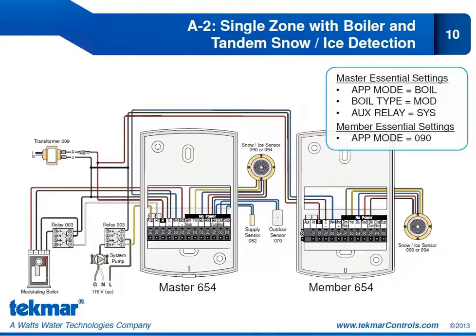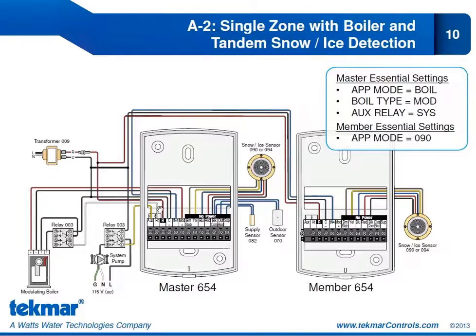Taking a look at the electrical diagrams, our master 654 is connected to the system pump through the isolation relay 003. So just like before, we have the R coming in from the transformer, and then we have a wire coming from our auxiliary relay to our isolation relay, which in turn comes back to the C at the transformer. So whenever that auxiliary relay closes, we will operate the pump with the 120 volt line voltage. Our pump will in turn be connected to ground and neutral.